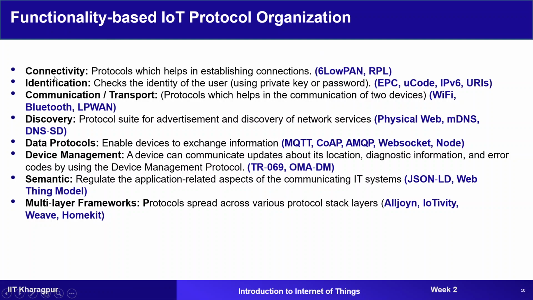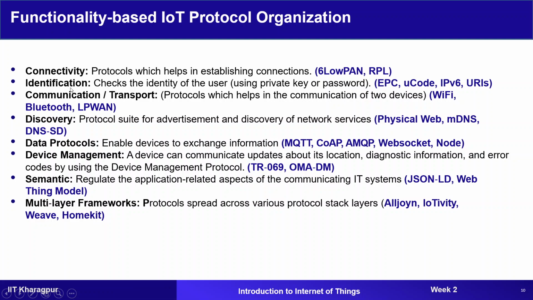So first category is connectivity based protocols. The protocols which help in establishing the connections between different IoT devices are called connectivity protocols. And the examples of connectivity protocols are 6LoWPAN and RPL.